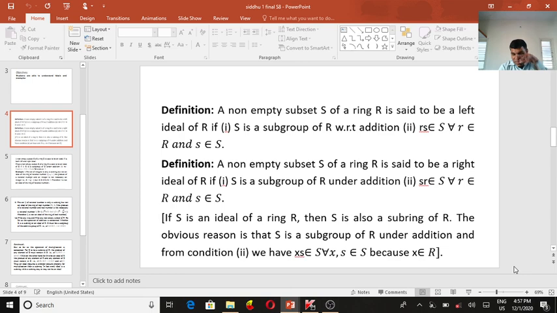So when we multiply an element on the left hand side, it is a left ideal. When I multiply an element of S by an element of Z on the right hand side, it is called a right ideal. So if S is an ideal of a ring R, then S is also a subring of R. The obvious reason is that S is a subgroup of R under addition. From the conditions, we have x is an element of R, s is an element of S, and the product xs belongs to S. So obviously x belongs to R.